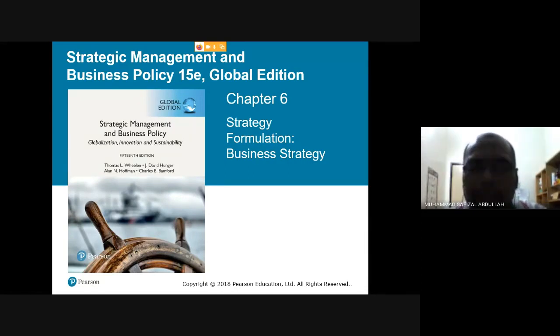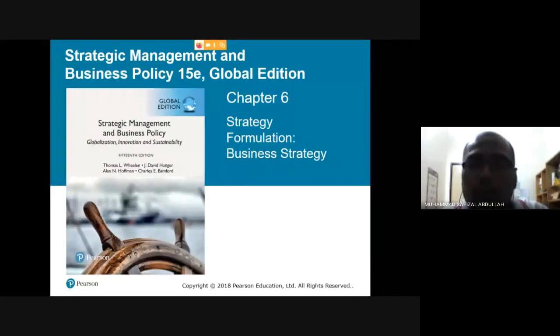When we talk about strategy formulation, basically there are three types of strategy. Number 1, corporate strategy. Number 2, the business strategy, which is what we are going to discuss tonight, and thirdly, the functional strategy. As you know, the corporate strategy is designed by the top management of the organization, the business strategy is designed by the middle level management, and the functional strategy is designed by the first line management, or the lower level management.